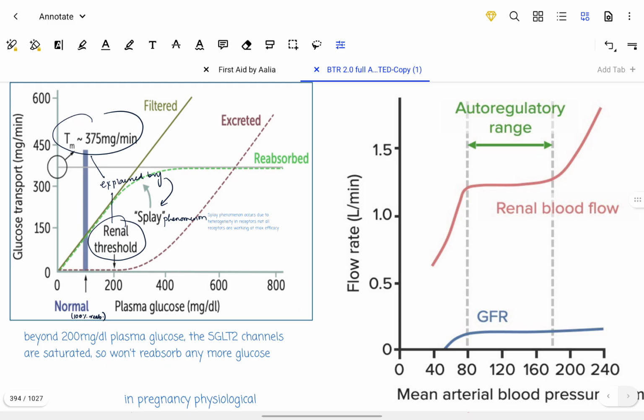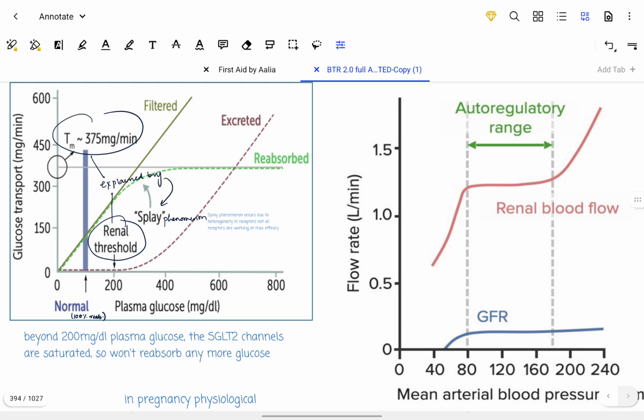Transporters are bound to get saturated, right? At a point it would get saturated if there is an increased glucose concentration. So beyond 200 mg per dL plasma glucose, the SGLT2 transporters are saturated and won't reabsorb any more glucose. If the plasma glucose level increases beyond 200, you will see glucose in the urine. That's the renal threshold. But the Tmax, the maximum transporting capacity of the glucose transporter, is 375 mg per minute, which is kind of confusing.